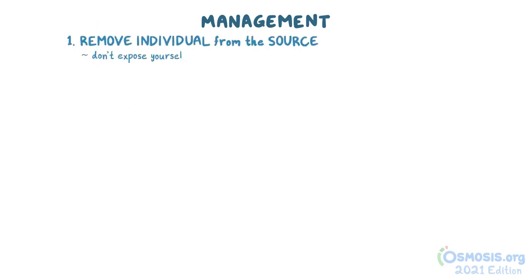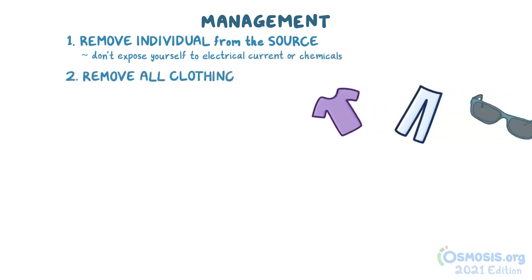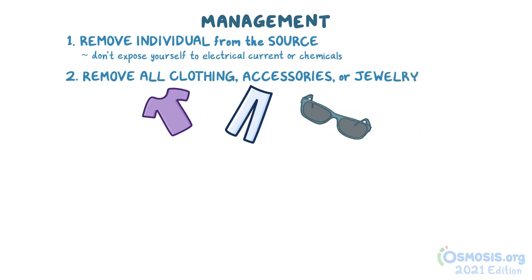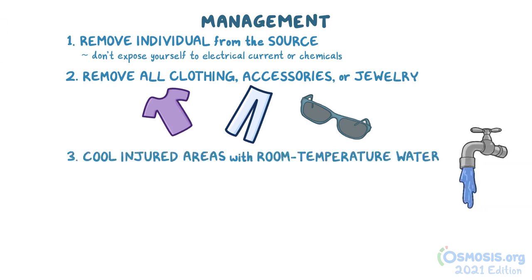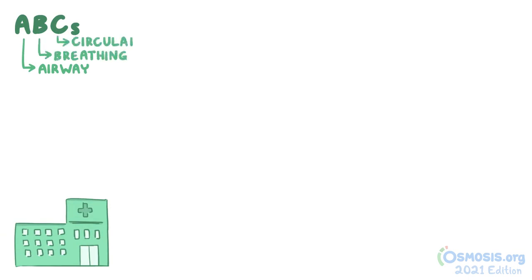Management of burns begins at the scene. First, remove the individual from the source, making sure you don't expose yourself to electrical currents or chemicals. Additionally, remove all clothing, accessories, or jewelry from the individual, because these might be contributing to the injury. On the way to the hospital, cool the injured areas with room temperature water. It may be intuitive to use ice or iced water, but this should be avoided because it can worsen the injury. At the emergency department, management starts with the ABCs, that is, airway, breathing, and circulation.